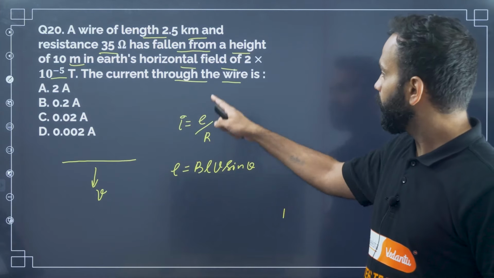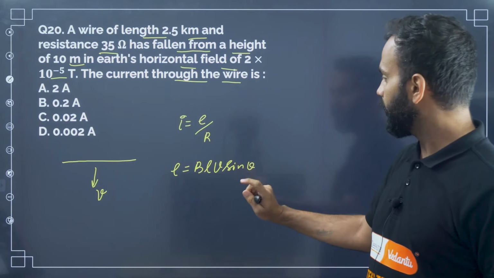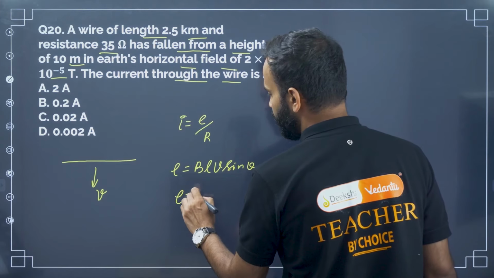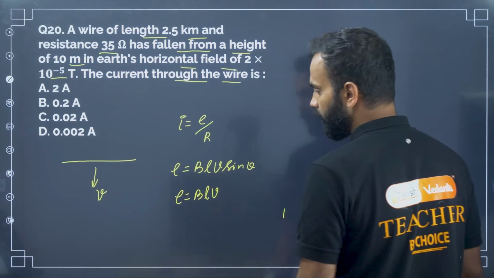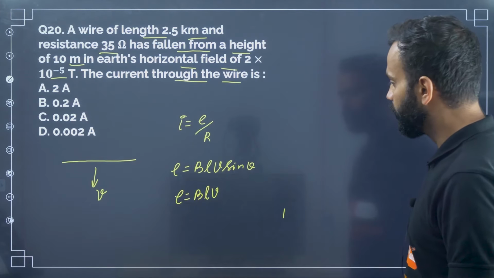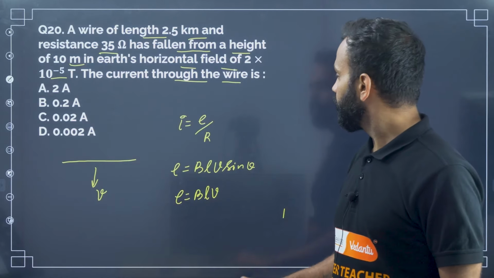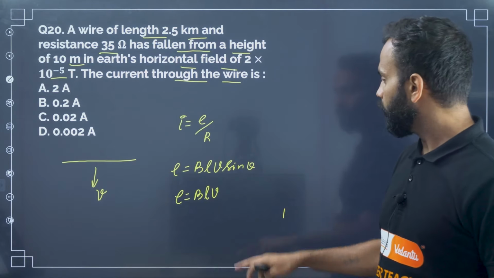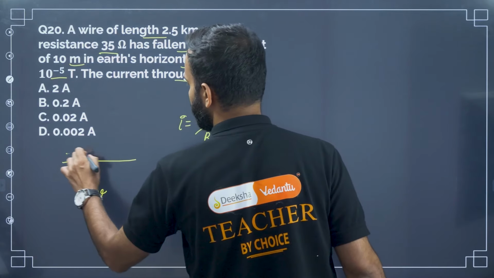field. The magnetic field is Earth's horizontal field, right? So both are perpendicular to each other. So theta equals 90 degrees. So E equals BLV. E equals B into L into V. We know the value of B. We know the value of L, that is the length of the wire, but we don't know the value of V. Length of the wire is 2.5 kilometer.